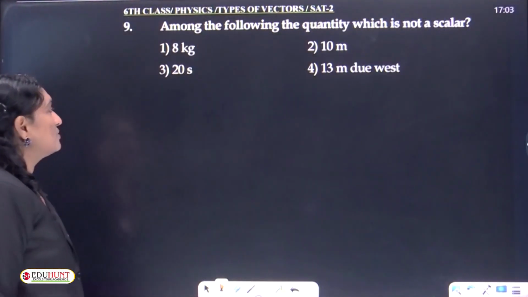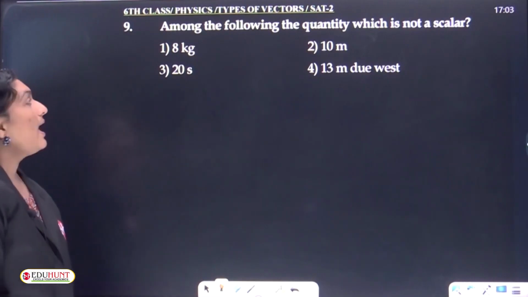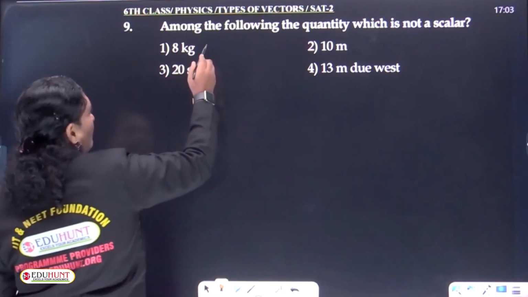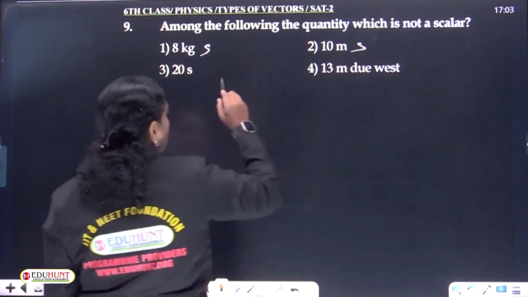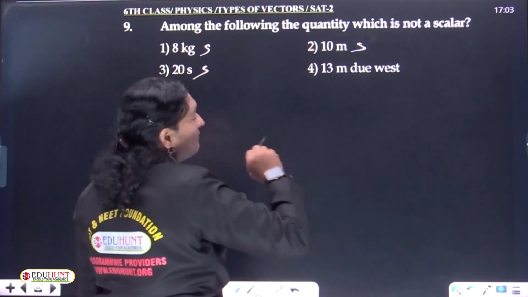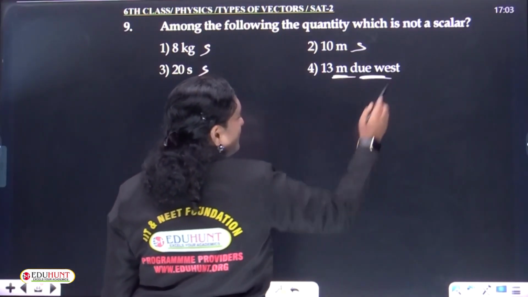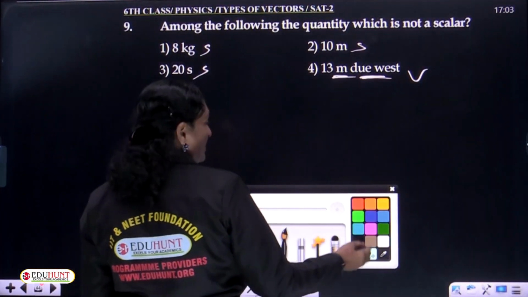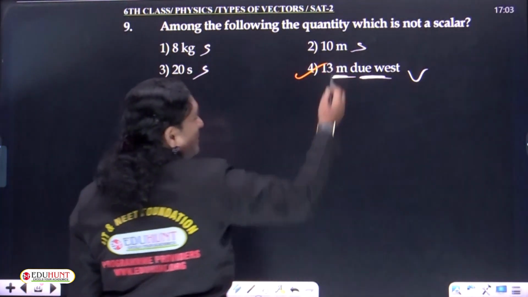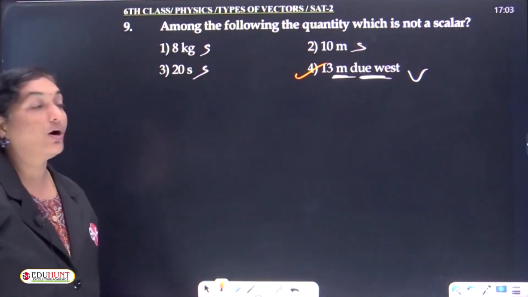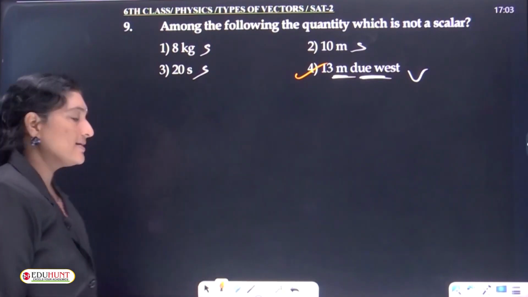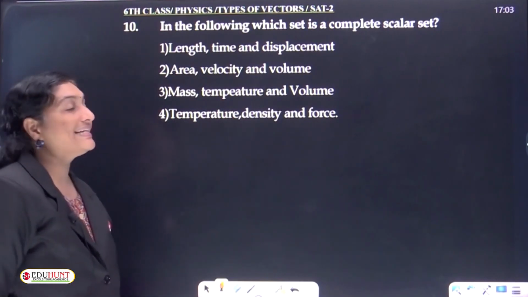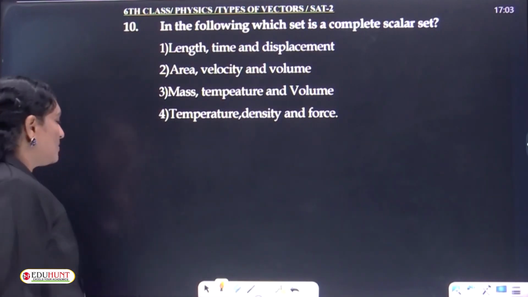Moving ahead with the next question, children. Question number 9. Among the following, the quantity which is not a scalar. So, purely mass is a scalar, distance is a scalar, 20 seconds is a scalar. Which is not a scalar is this one, which has both magnitude and direction. It must be a vector. So, children, one more thing I want to tell you, that 10 meters can be a scalar or a vector, but purely which is not a scalar is which has a direction. In the following, which set is a complete scalar set? So as usual, let us try to identify.